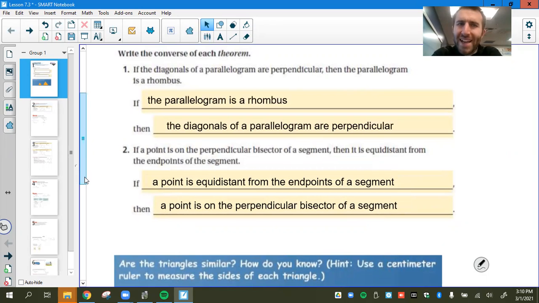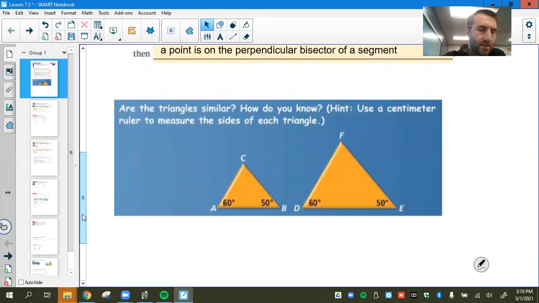Okay, just a little warm up here. See if we can refresh the brain a little bit. So let's warm up and do this. Okay, pause, see if you can answer this.